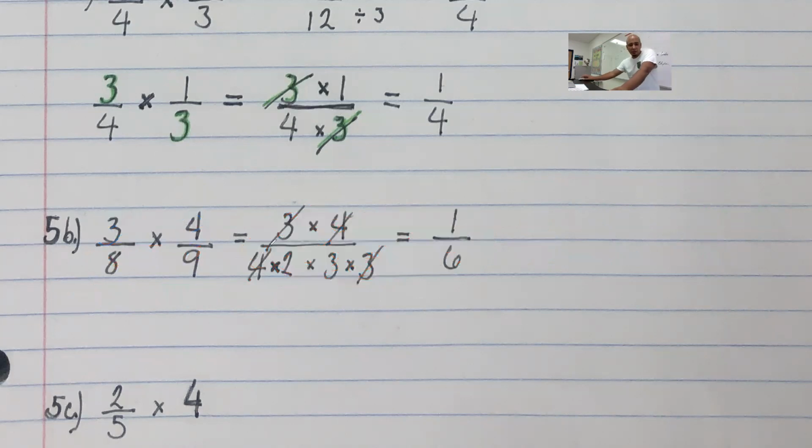That may have seemed kind of complicated, but it really wasn't. Notice 9 is the same thing as 3 times 3. Cross out one of the 3's. 8 is 4 times 2. Cross out the 4's. I have a 1 left over on top, and 2 times 3 is 6. That is it, ladies and gentlemen. I didn't even have to multiply 8 times 9.